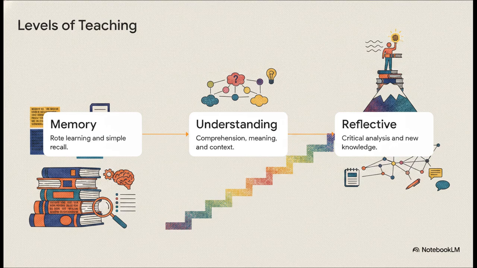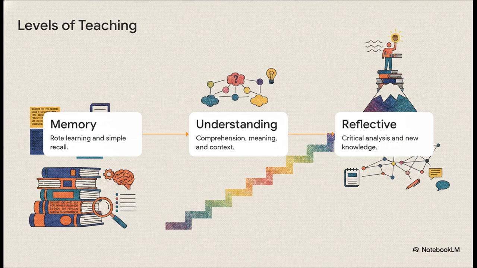So how do we actually get a learner from basic factual knowledge all the way to holistic growth? Well, think of it like a staircase, representing the literal evolution of a learner's mind. We start at step 1, the memory level, which is all about rote learning and simple recall. It's the essential foundation for beginners. Once you've got the basics down, you step up to step 2, the understanding level. Here we move beyond just repeating facts. Learners start to grasp comprehension, meaning, and context.